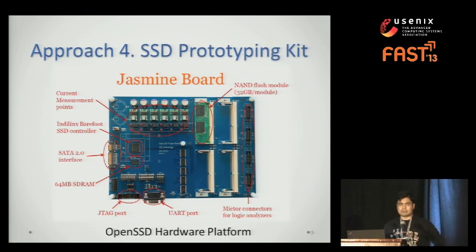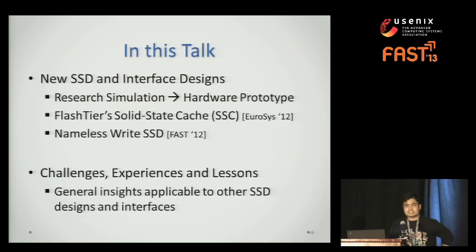In this work, we take a fourth approach, where we use SSD prototyping kit, also known as the Jasmine board or the OpenSSD hardware platform, which looks something like this or like that. So in this talk, I will be talking about how we took two projects which were earlier designed and implemented and evaluated in research simulation, and we prototyped them on this board. We prototyped the FlashTier solid-state cache device, which was published in EuroSys last year, and Nameless Writes SSD, which was published last year in FAST.